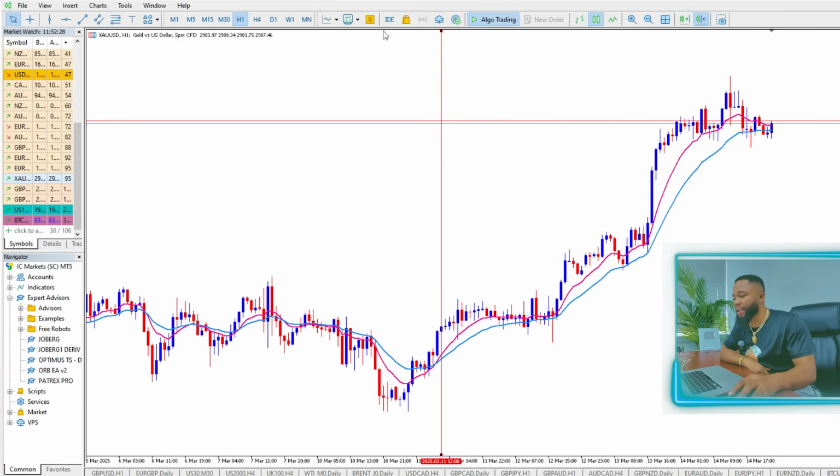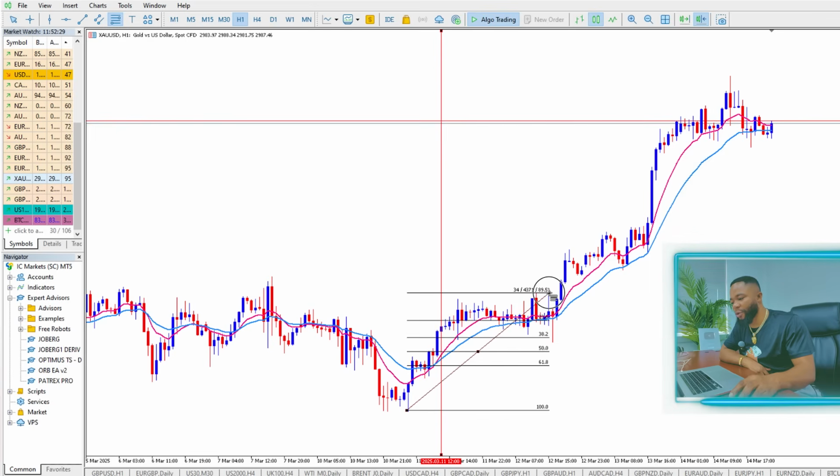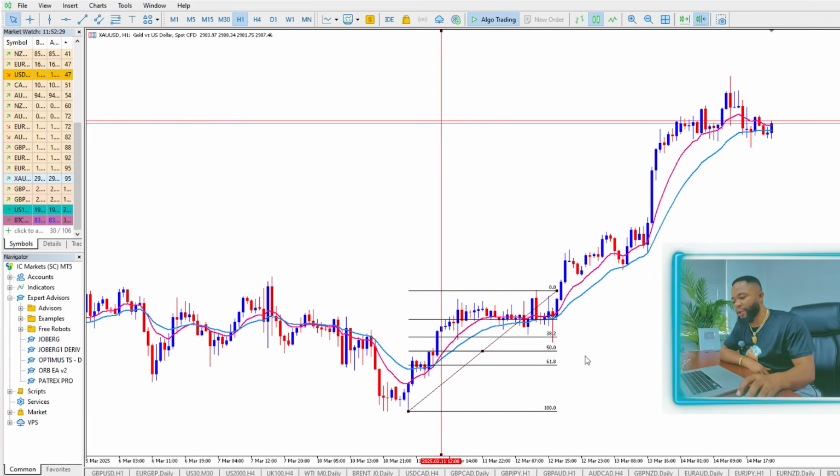You can actually bring your fibs from here, from the most significant swing low to the most significant swing high, and you wait for the market to do what? To pull back to the 38% level, and then close as a bullish candle. This is where you're going to be entering into the trade.